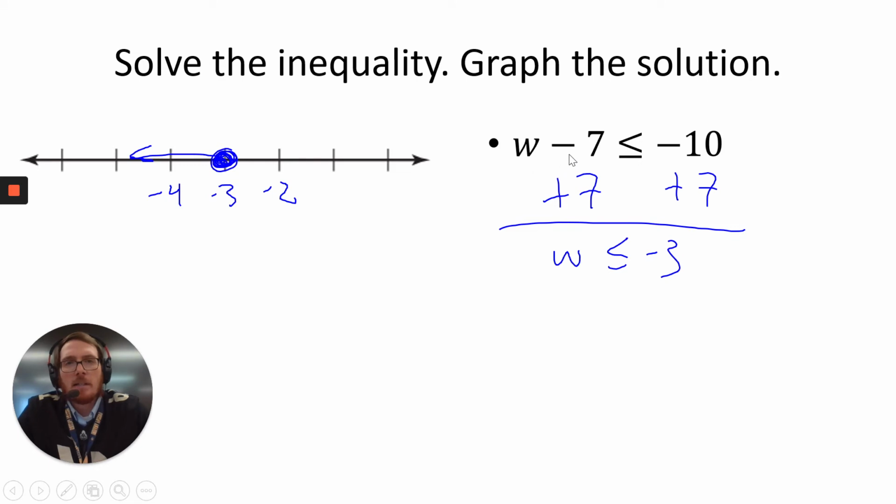Okay, on this next one, get rid of minus 7 by adding 7, one of each, so 10 minus 7 is 3, but it's negative. Filled in circle because of the equal to, less than going to the left. So again, this should be very repetitive in order to find some of these answers.